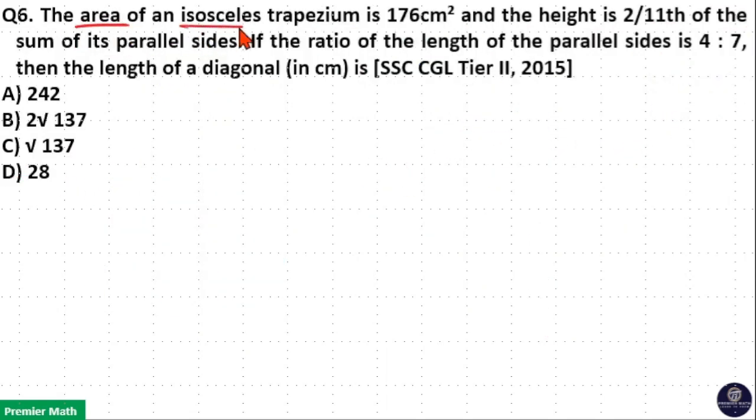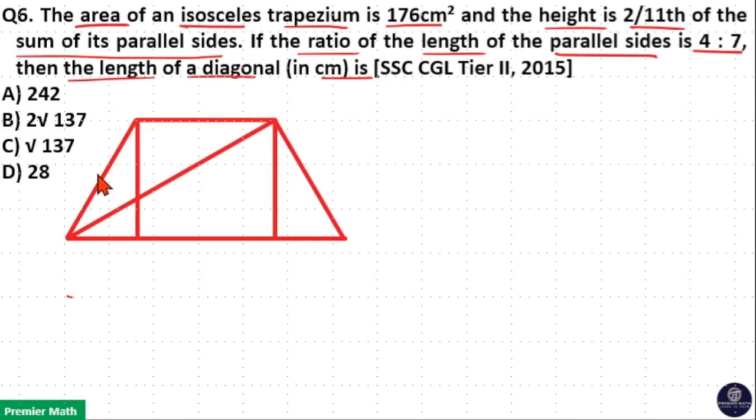The area of an isosceles trapezium is 176 cm square and the height is 2 by 11 of the sum of its parallel sides. If the ratio of length of parallel sides is 4:7, then the length of a diagonal in centimeter is, here in an isosceles trapezium, length of the non-parallel sides are equal. Which means this length and this length are also equal.